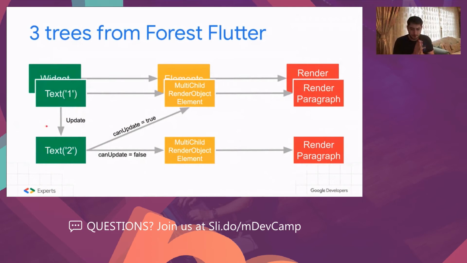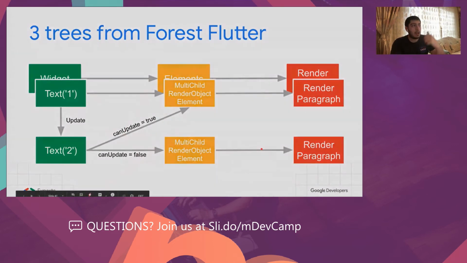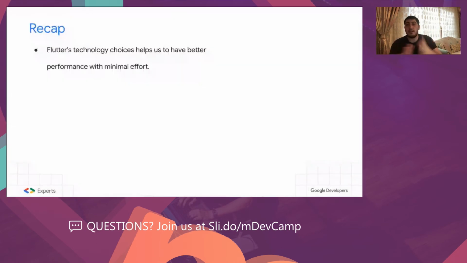They are not heavyweight. They are super lightweight, and actually they are helping us out with our information transfer here. So as I was saying, if we have the same type, we are using the previously created objects. If we don't have the same type of objects, then we are creating our elements and render objects one more time. So let's recap. Flutter's technology choices help us to have a better development environment.